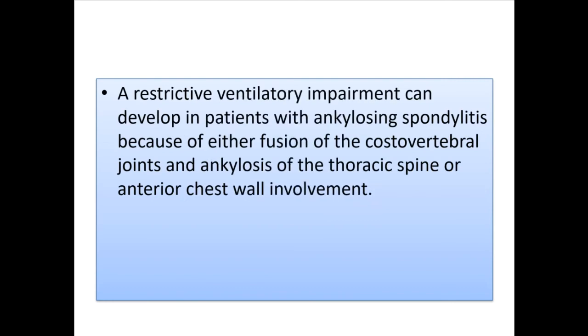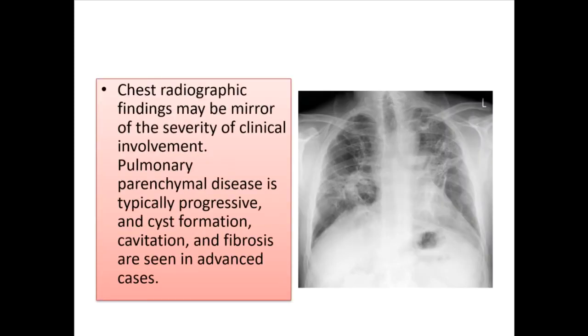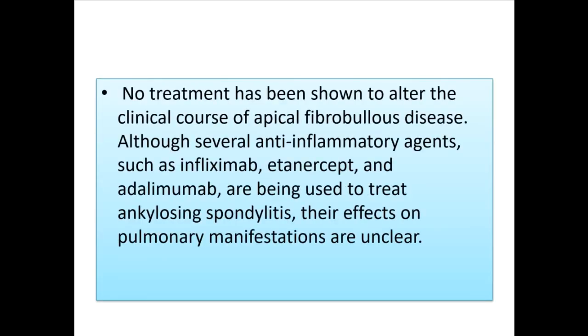A restrictive ventilatory impairment can develop in patients with ankylosing spondylitis because of either fusion of the costovertebral joints and ankylosis of the thoracic spine or anterior chest wall involvement. Chest radiographic findings may be a mirror of the severity of clinical involvement. Pulmonary parenchymal disease is typically progressive, and cyst formation, cavitation, and fibrosis are seen in advanced cases. No treatment has been shown to alter the clinical course of apical fibrobullous disease.